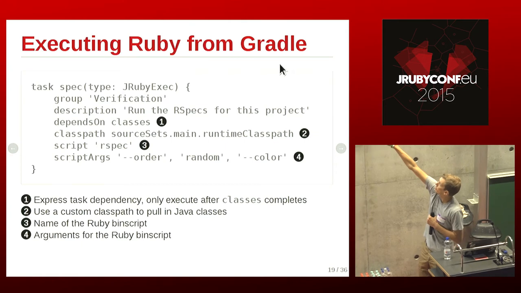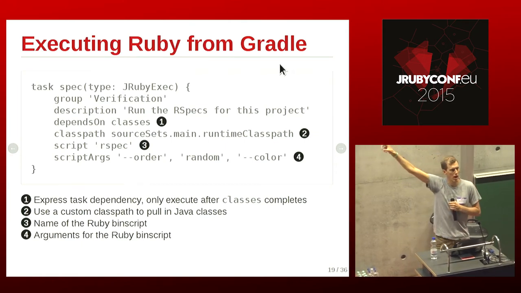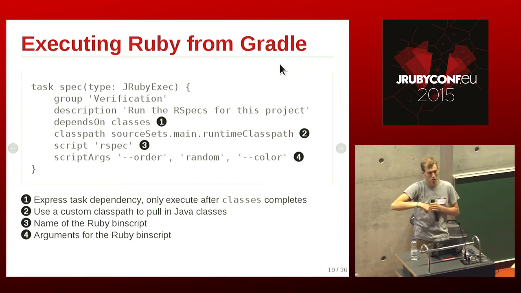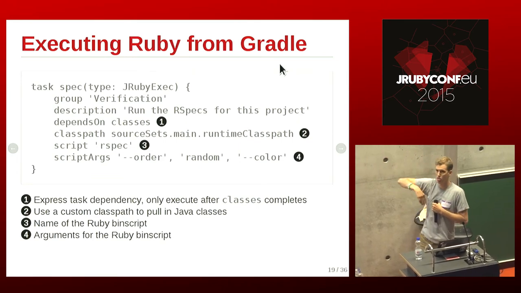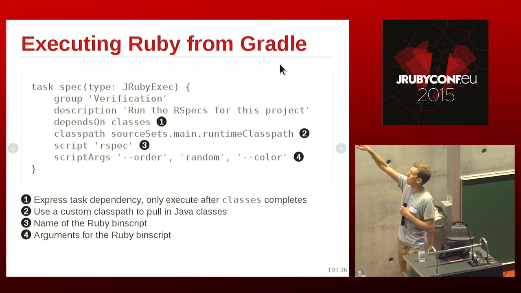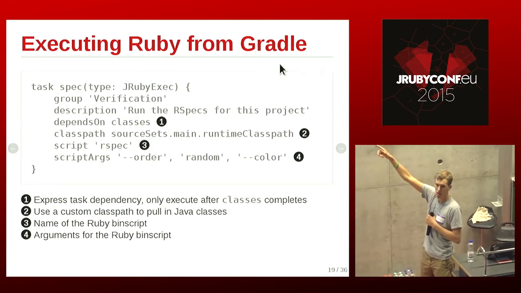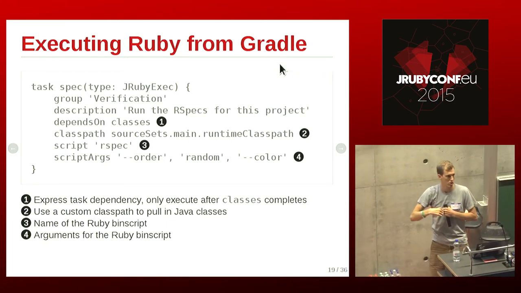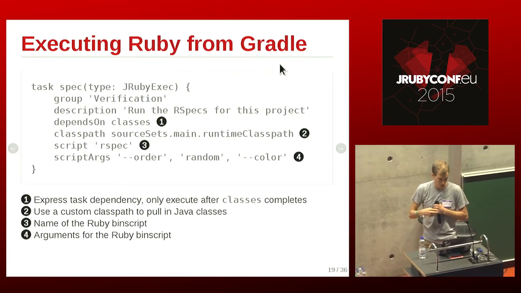The first bullet point is we're saying depends on classes. Now classes is a task defined by the Java plugin. And so we're declaring a task dependency. So the only time that I'm actually going to be able to run spec is if all of my Java classes in this project can also compile successfully.